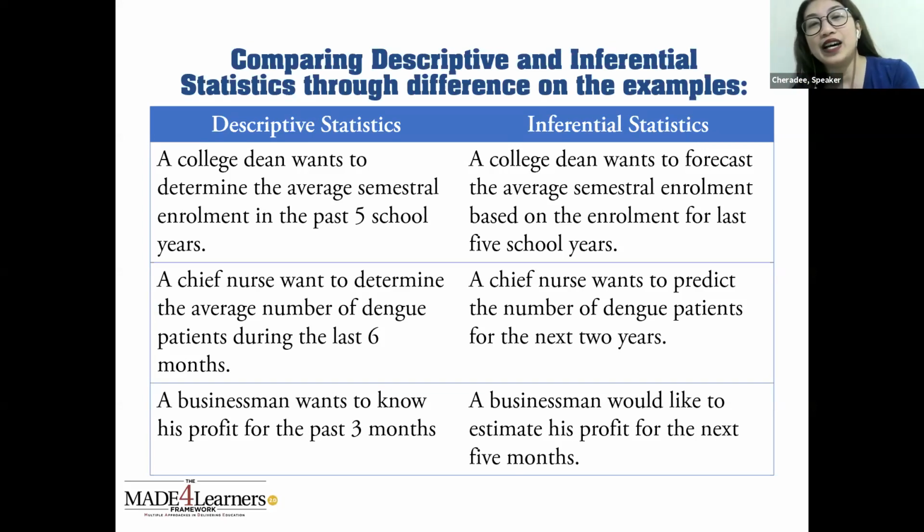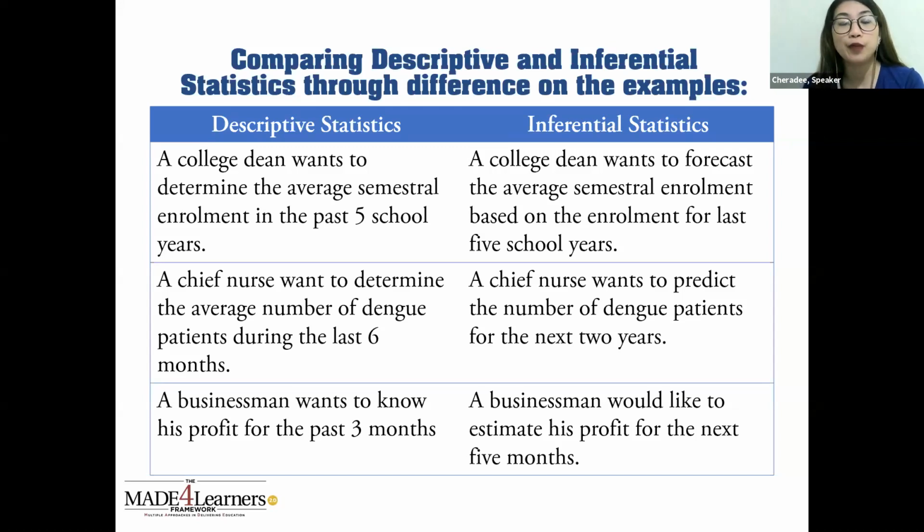So, descriptive stat. For example, the college dean wants to determine the average semestral enrollment only in the past 5 school years. If you only want to know the average semestral enrollment, then that is just descriptive. Now, how does it become an inferential one? If you want to forecast the average semestral enrollment based on the enrollment for the last 5 school years. What is good about inferential stat is that you can draw conclusions and at the same time it helps you make better decisions. So that is the difference between the two.